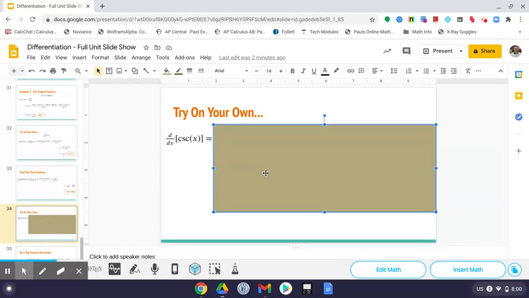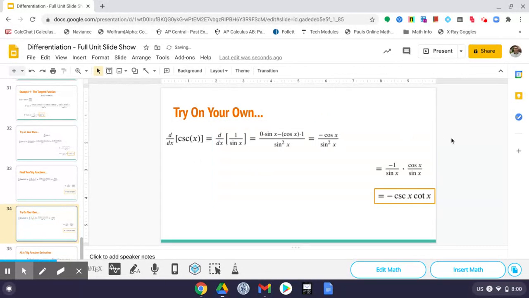Okay, let's show the answer here. So cosecant is equal to 1 over sine. Again, the numerator is a constant, so its derivative is 0. The numerator simplifies nicely. I have, again, almost the exact same simplification process here.